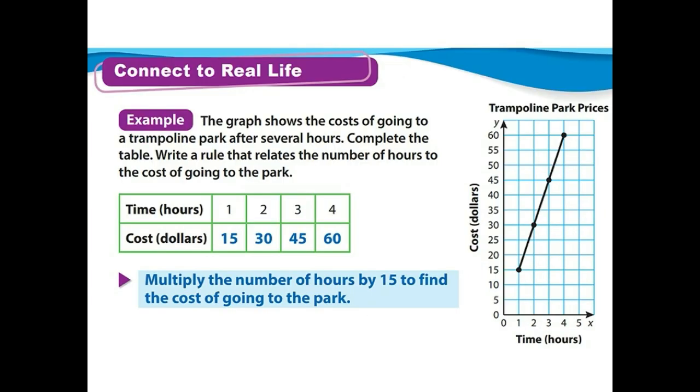Well, let's connect this to real life. In our example, the graph shows the costs of going to a trampoline park after several hours. Complete the table. Write a rule that relates the number of hours to the costs of going to the park. So we got this. 1 hour is 15, 2 hours is 30, right? And then you multiply the number of hours by 15 to find the cost of going to the park. So I would say H times 15 equals C.